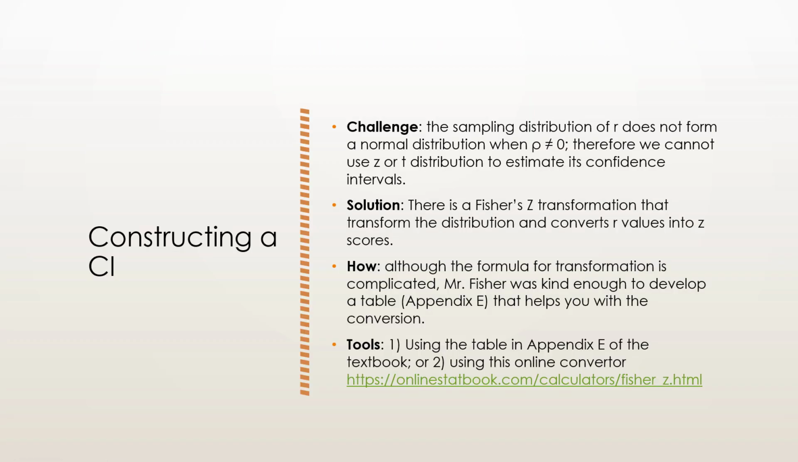It's not easy to construct a confidence interval for R because the sampling distribution of R is not normal when rho does not equal 0. This means we cannot use Z or T distributions directly to estimate confidence intervals. Sir Ronald Fisher developed a solution called Fisher's Z transformation, which converts R values into Z-scores. The transformation is complex, but you can use a table provided in the textbook appendix or an online converter.